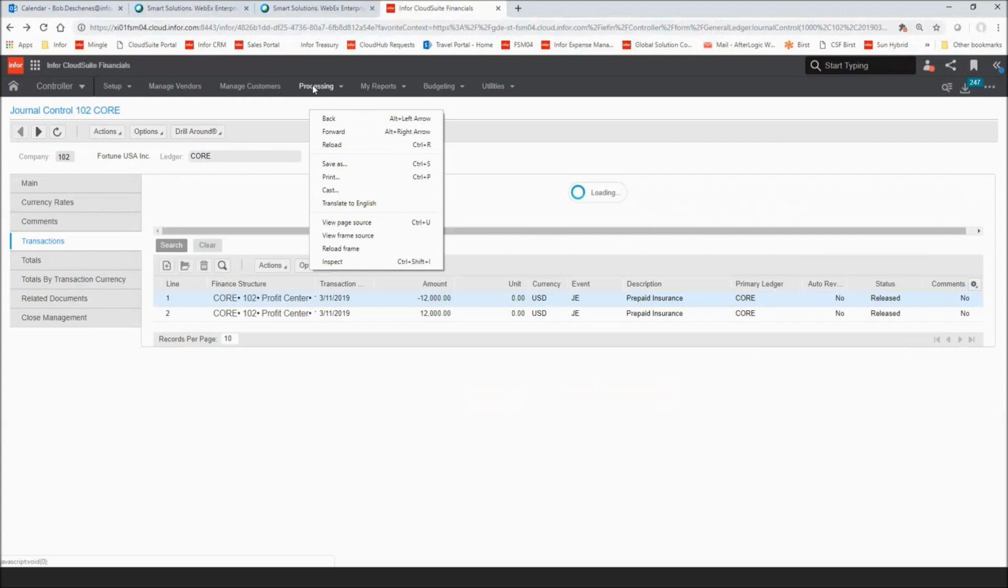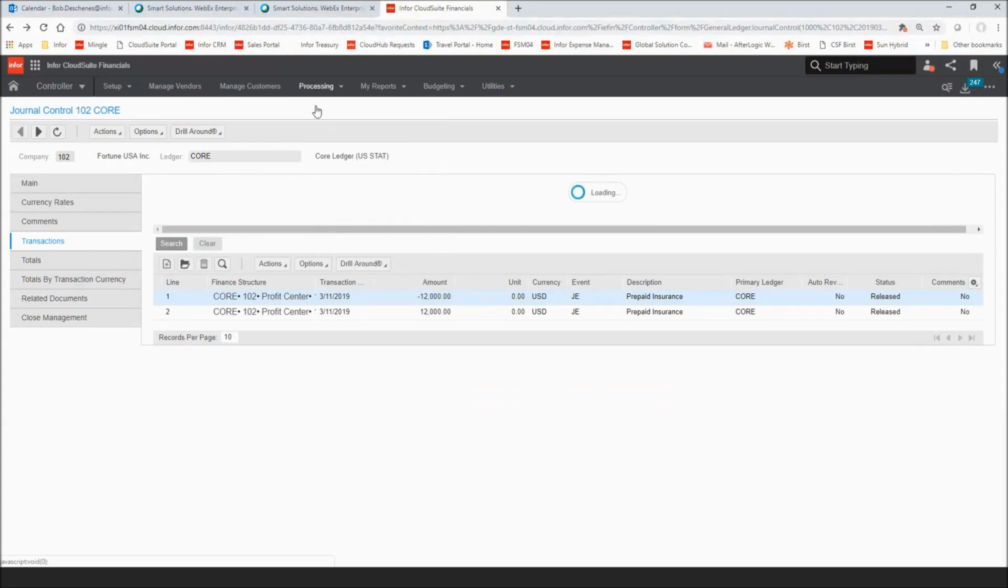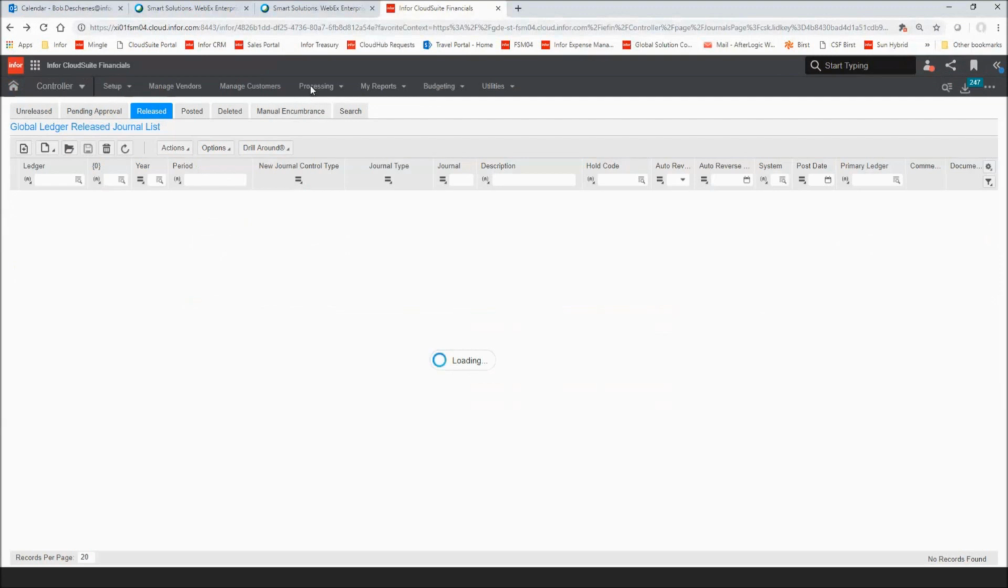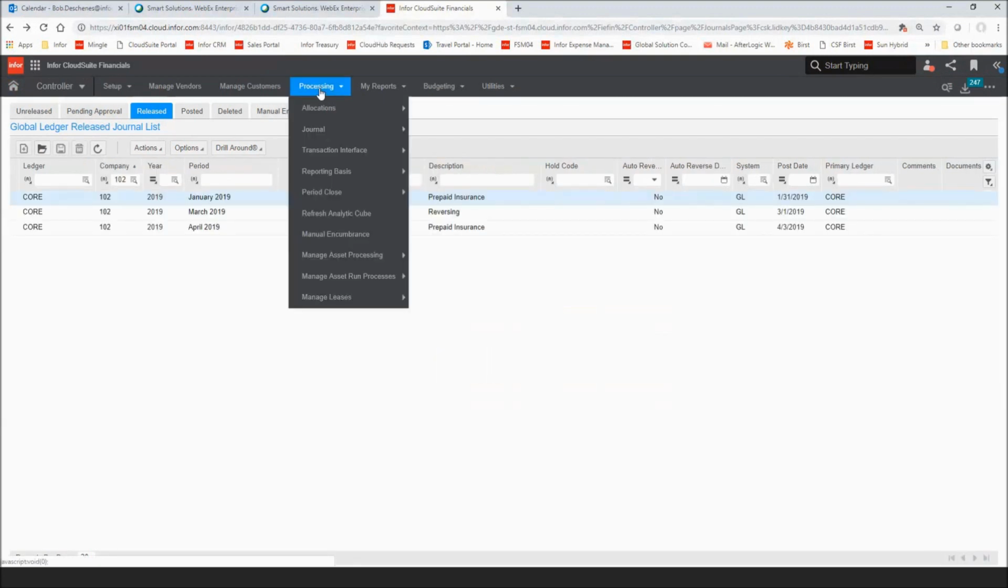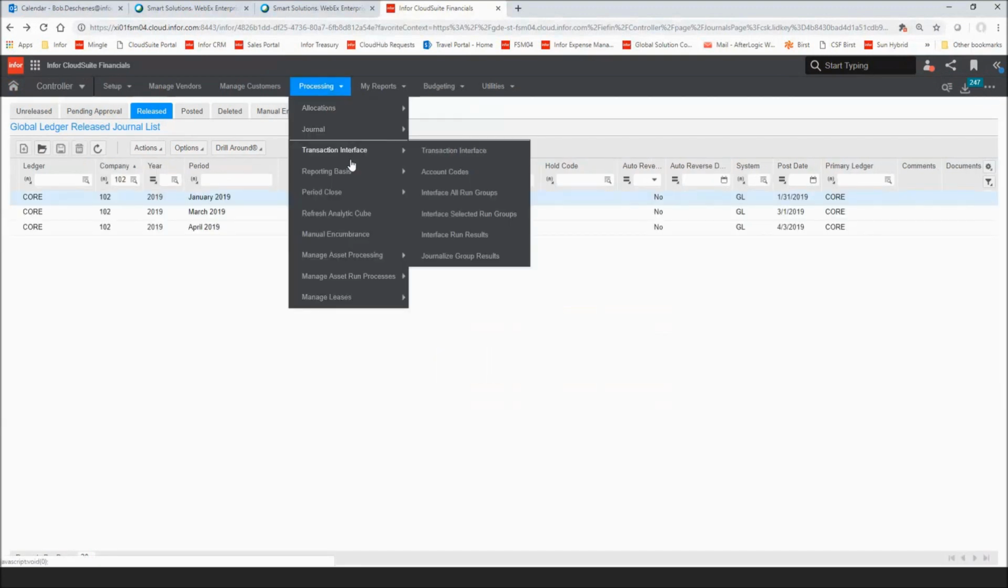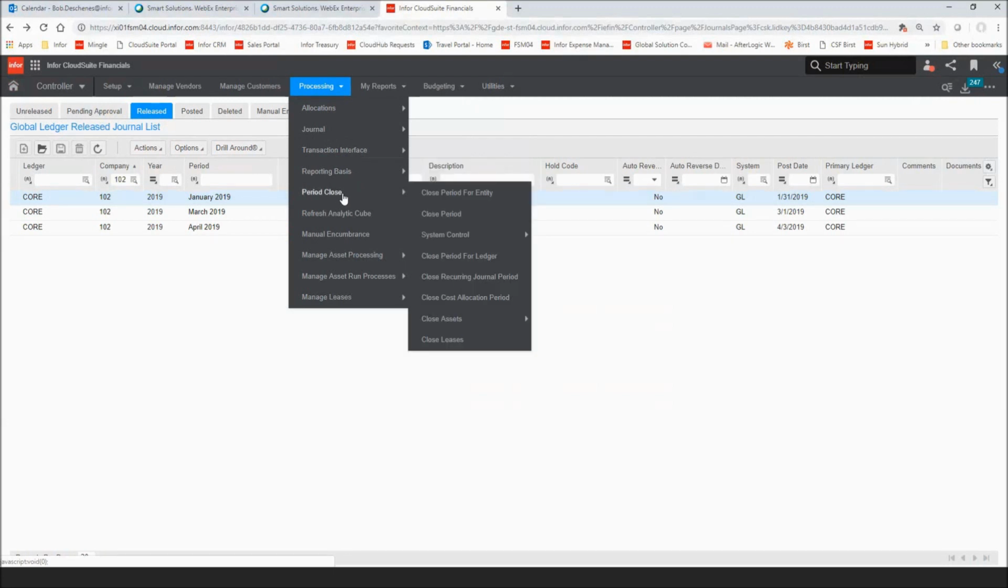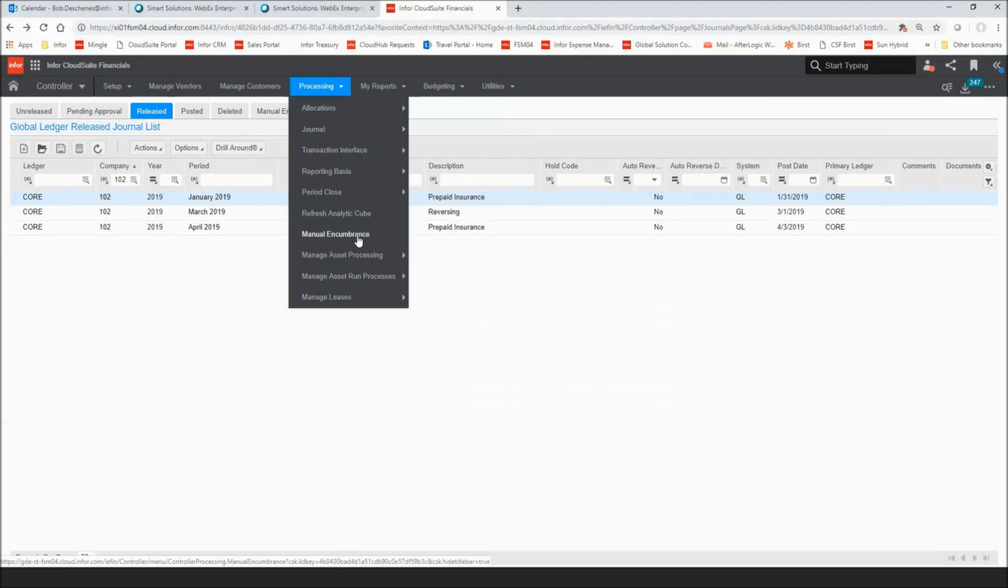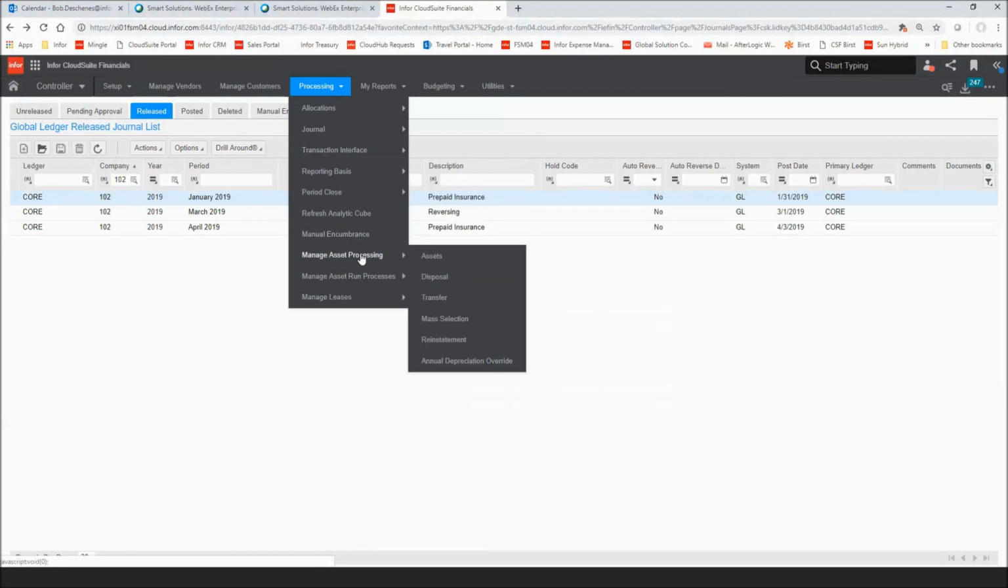Now you also have the ability of looking at things from a visual perspective of what other processes a controller or a staff accountant might do. There's the ability of taking a look at reporting bases, being able to do your period close, being able to do, as Paul would say, encumbrance accounting, as well as asset processing.